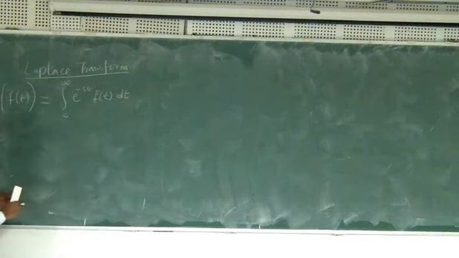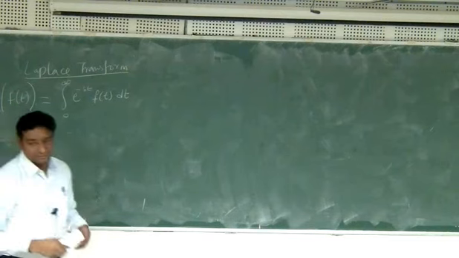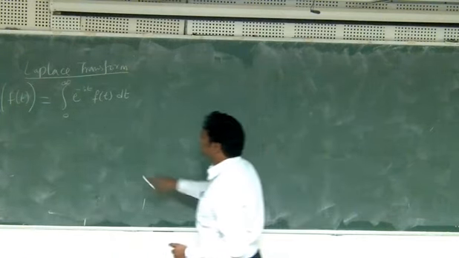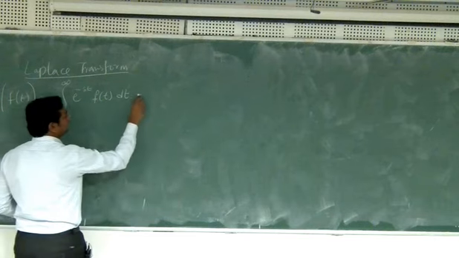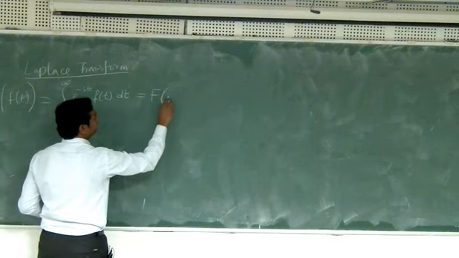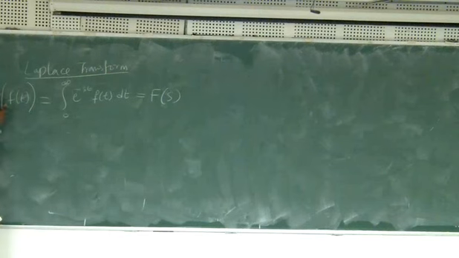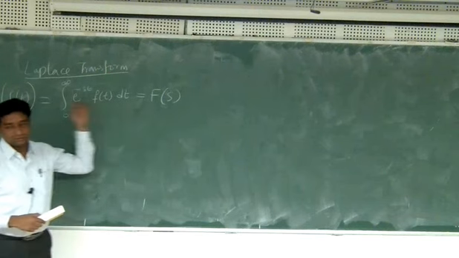So this is like a mathematical tool, just a function like this, and then usually the short form of notation is like this. So instead of writing all this, I just want to write F of s. So these two are the same.